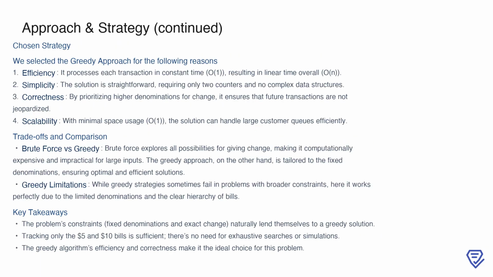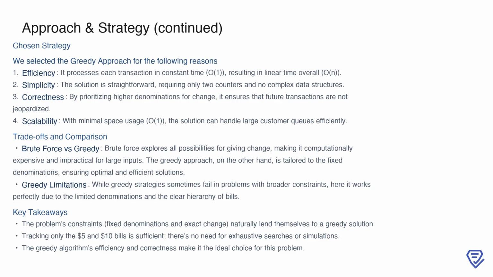The greedy approach is the strategy we've chosen, and here's why. First, it's highly efficient, processing each transaction in constant time, which leads to an overall time complexity of O(n). Second, it's simple, requiring only two counters without the need for complex data structures. Third, it guarantees correctness by prioritizing higher denominations for change, ensuring that future transactions are not compromised. Finally, it's scalable, as its constant space usage makes it well-suited for handling large customer queues. When comparing the brute force and greedy approaches, the brute force method's exhaustive search is computationally expensive and impractical, whereas the greedy approach is tailored to this problem's constraints, making it optimal.